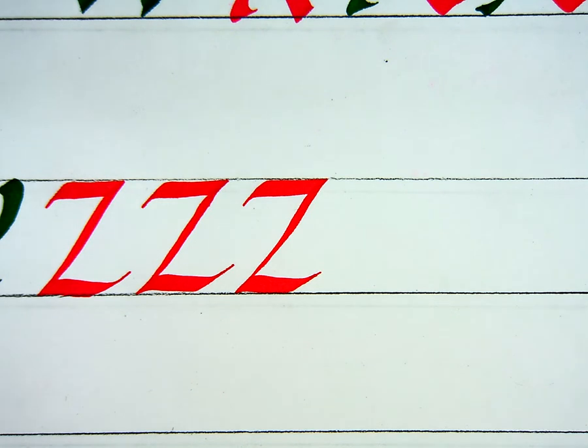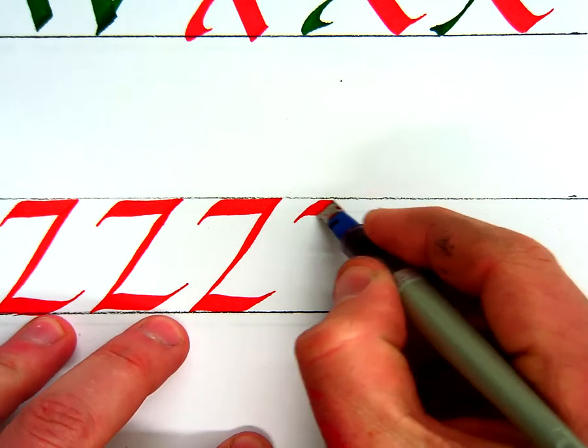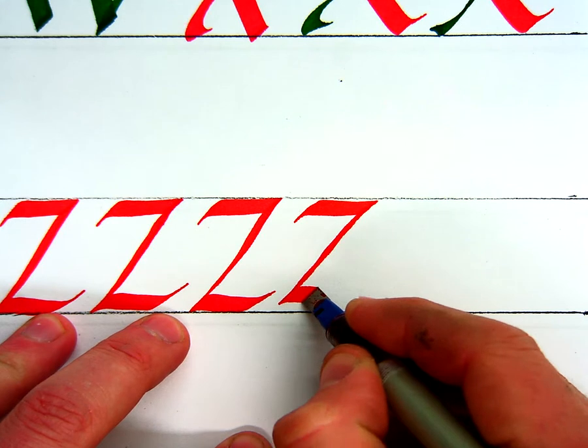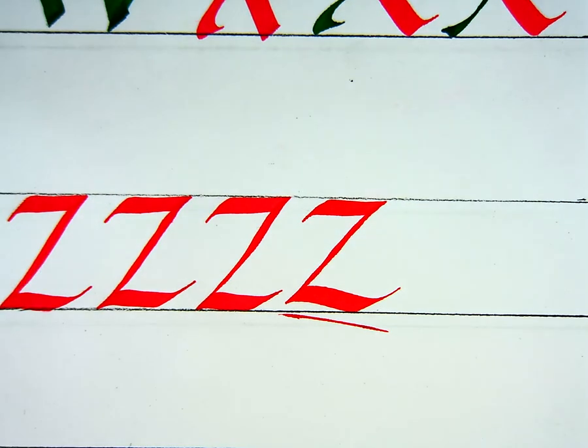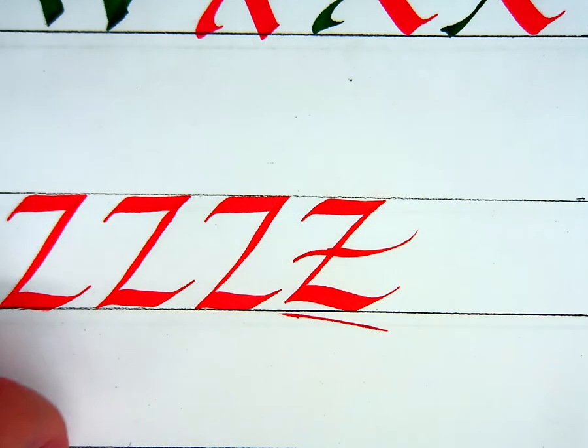That's it. If you want, you could, for this third one, bring it down at an angle like that. That would work. That'd be fine. But in Uncial, there's no crossbar like that. You don't need that.